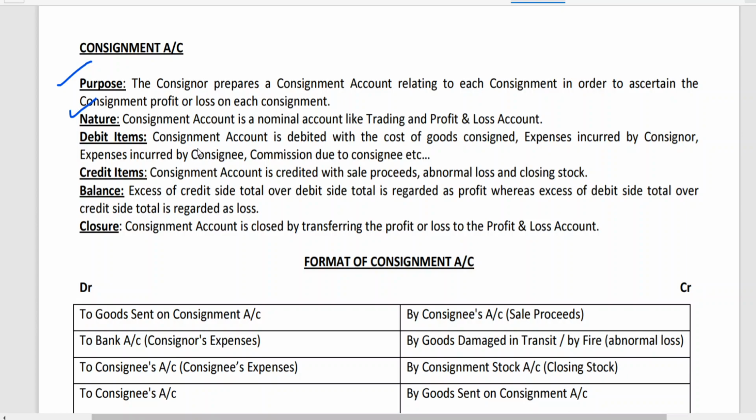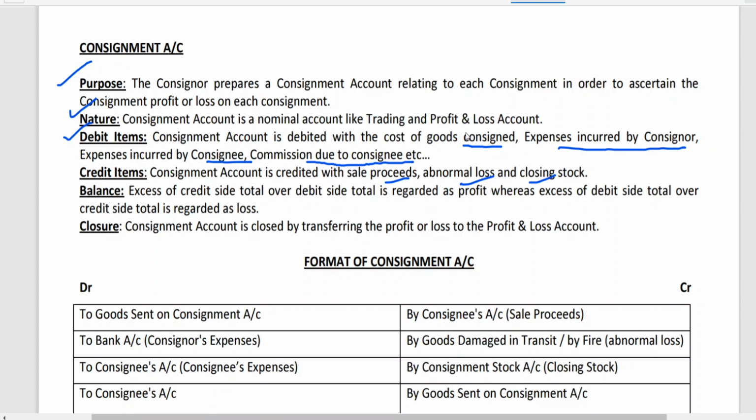So debit items, if you see, consignment account is debited with cost of goods consigned, expenses incurred by consignor, expenses incurred by consignee, commission due to consignee. So how many points are we having? 1. Cost of goods consigned, expenses incurred by consignor, expenses incurred by consignee, commission due. These items will appear on the debit side. Credit side, consignment account is credited with sale proceeds, abnormal loss and closing stock. In simple words, it's like a trading account, P&L account.